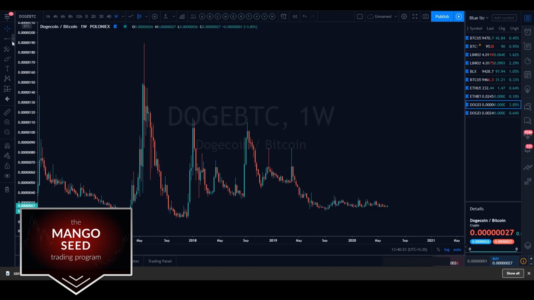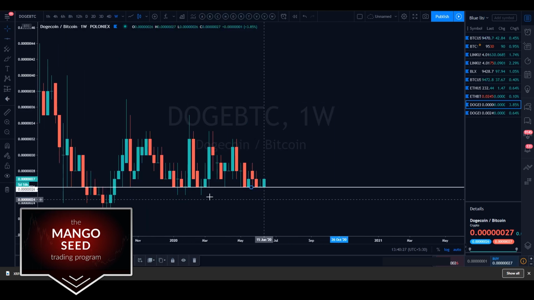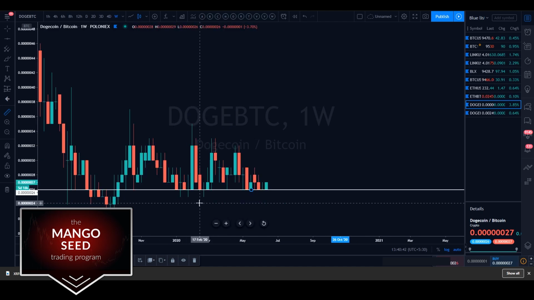I'm going to get rid of that Ichimoku cloud, and let's go ahead and plot some in. I do believe there's a very significant point of support right here. This is a weekly chart, guys. We've been holding that region since October of 2019 as support. But while we have been holding this region as support for a very, very long time, it does not necessarily mean that we're going to continue to hold it as support and that Doge BTC has, in fact, reached a bottom. That's not what it means.